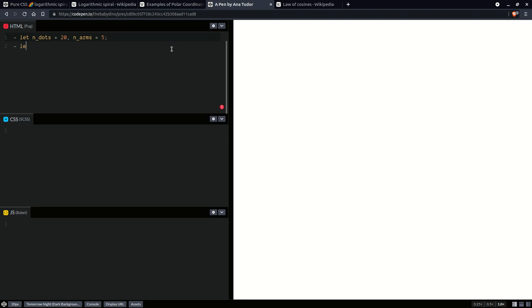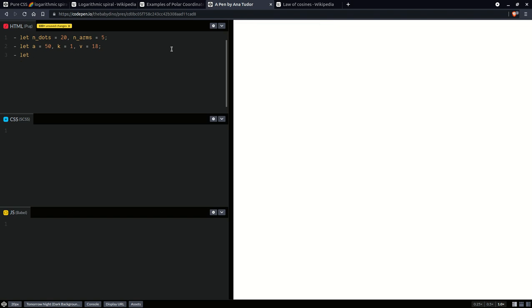Then we are going to set some parameters. Let's say that a is going to be initially 50. Let's say that k is initially going to be 1. And we are going to set one more parameter. And let's say that this one is going to be 18. And you're going to see in just a moment why we need that.